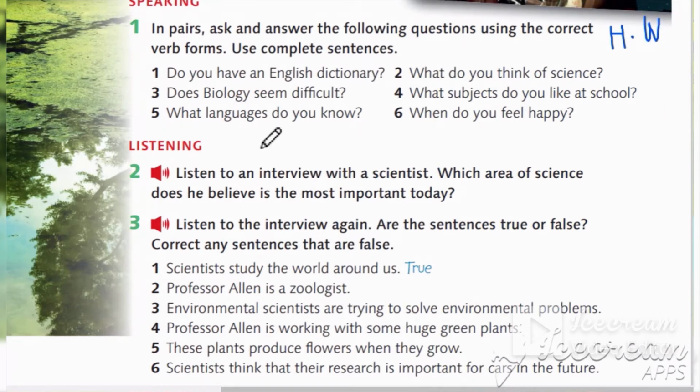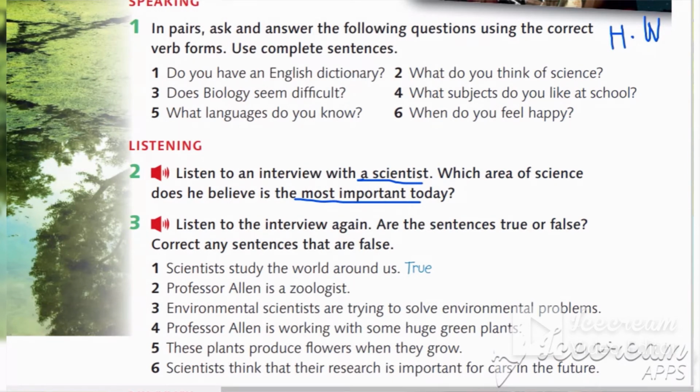Okay. Now we will go to the listening exercise. Listen to an interview with a scientist. We want to listen to an interview with a scientist. Which area of science does he believe is the most important today? He will tell us about science and what the most important science is today. Okay. Now I play the audio for you and you have to listen and find the answer.